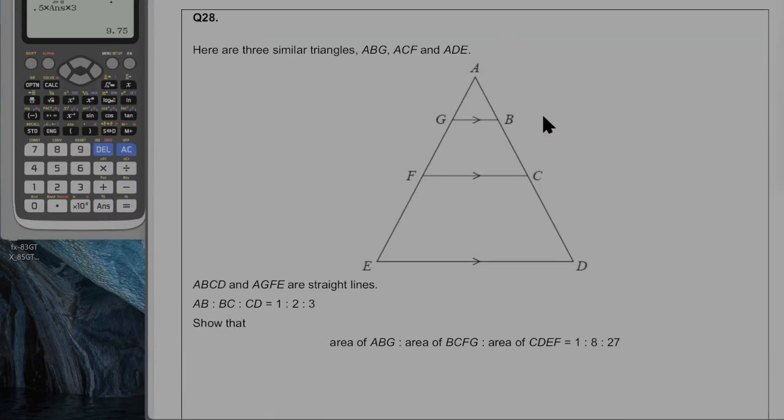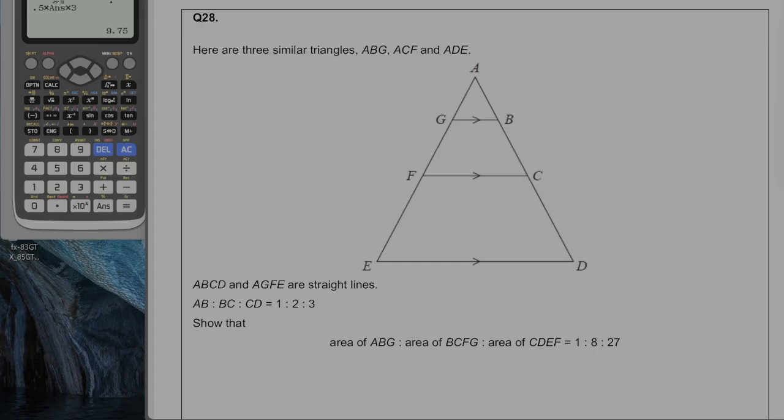Okay, question 28. Here are three similar triangles. A, B, C, D and A, G, F, E are straight lines. So we've got straight lines there and there. A to B, B to C, C to D is 1 to 2 to 3. Show that the area of ABG to the area of BCFG to the area of CDEF is in the ratio 1 to 8 to 27.